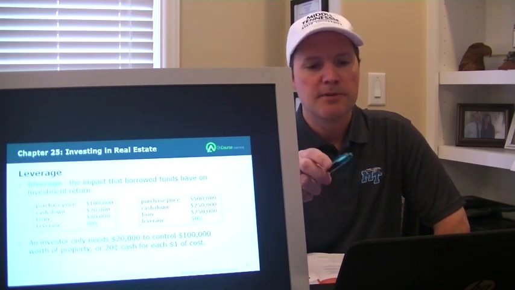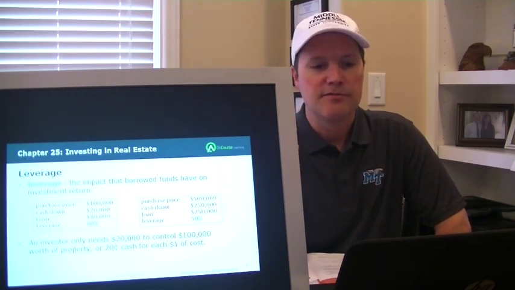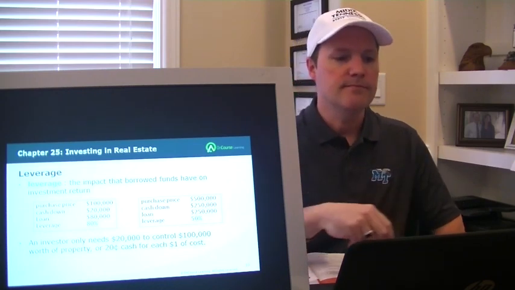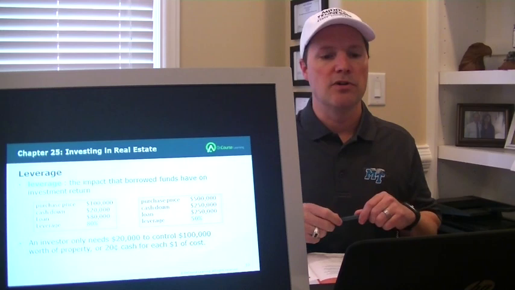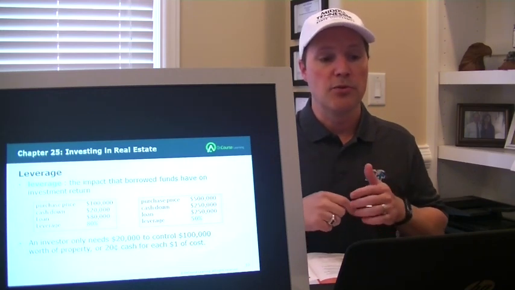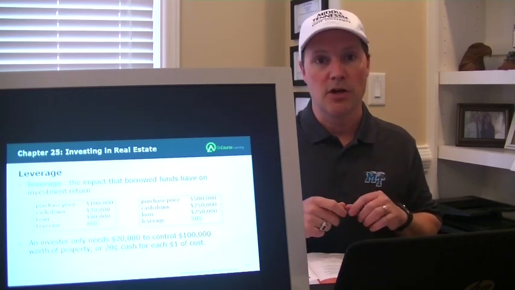Then over here, you've got a purchase price of $500,000, cash down $250,000, loan $250,000, and then leverage there is 50%. An investor only needs $20,000 to control $100,000 worth of property, or 20 cents cash for each $1 of cost.